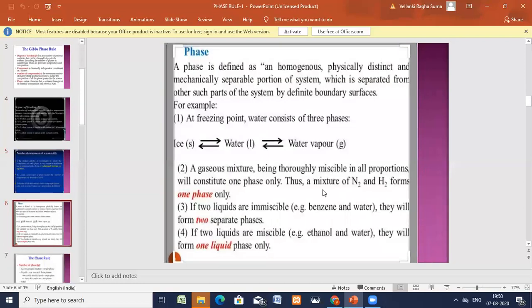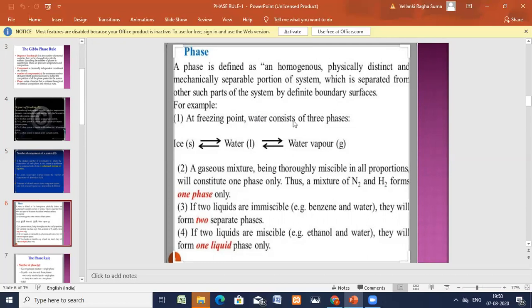What is a phase? A phase is a homogeneous, physically distinct, mechanically separable portion of a system. It is separated from other parts of the system by boundaries. In the phase diagram you have areas separated by lines and curves. Those are nothing but boundary surfaces, the separable parts of the system.